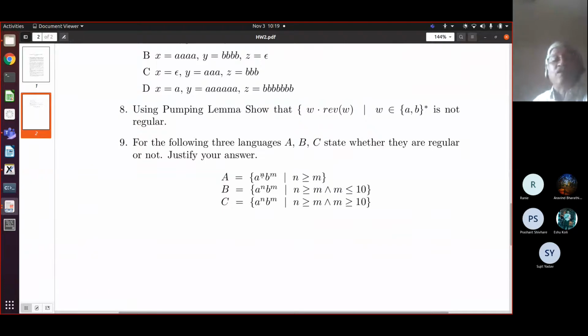So there are these three languages. The first is A raised to n, B raised to m, where n is greater than or equal to m. The second is the same, A raised to n, B raised to m with n greater than or equal to m, but m is at most 10. And the third one is n greater than or equal to m, but m is at least 10. Now you have to tell me whether these are regular languages or not regular languages.